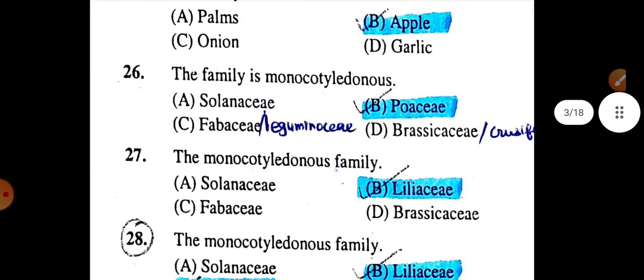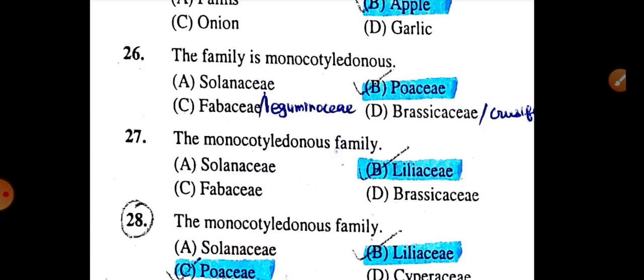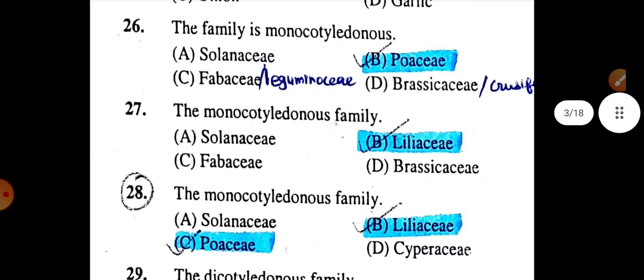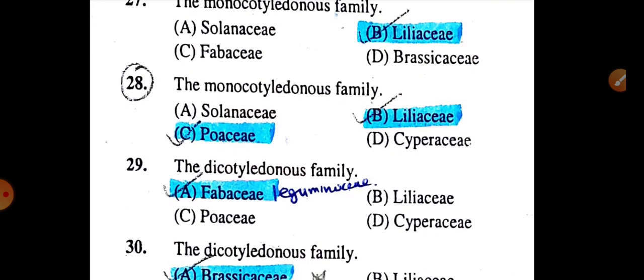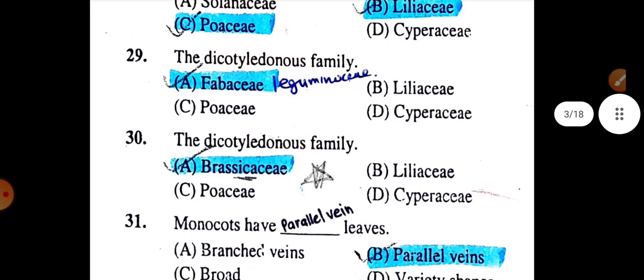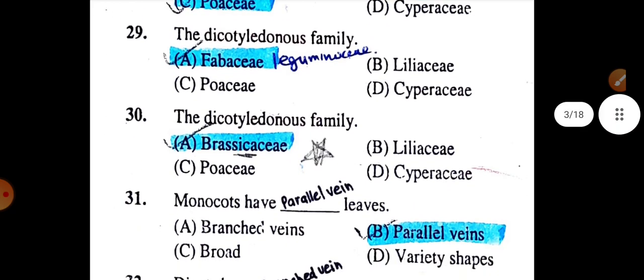These are dicot seeds. The family of monocotyledon is Poaceae. The family of monocotyledon is Liliaceae. The monocotyledon families are Liliaceae, Poaceae and Cyperaceae. Cyperaceae is a dicot family. Liliaceae and Poaceae are monocot families. Dicot families include Fabaceae and Brassicaceae.